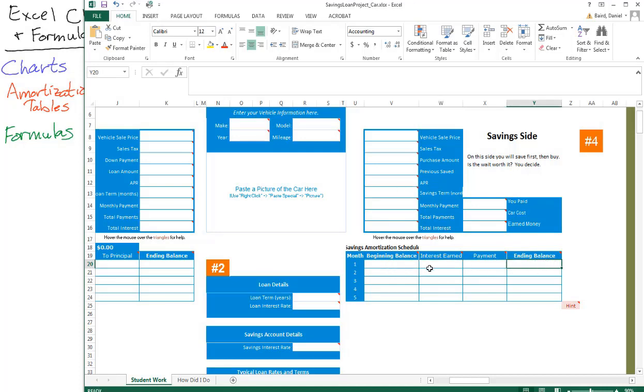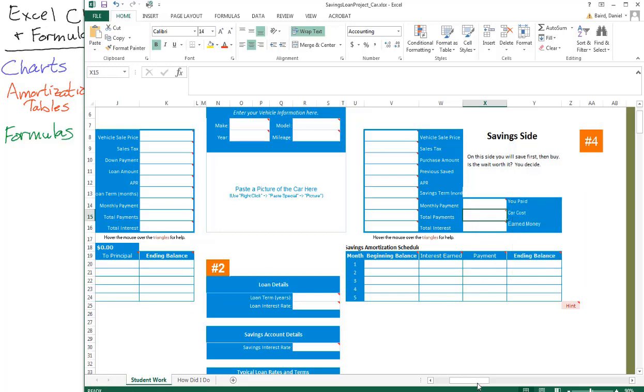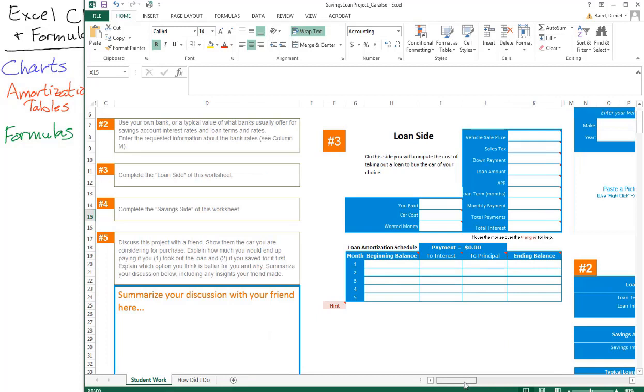Then it will start over here. So it will be adding these two together onto the beginning balance, and it will add and add and add and add all the way down there. And then you can fill in how much you ended up paying and how much your car actually cost, and you'll look at, hey, I earned money over that time. And it's a really cool project for them to be able to do.